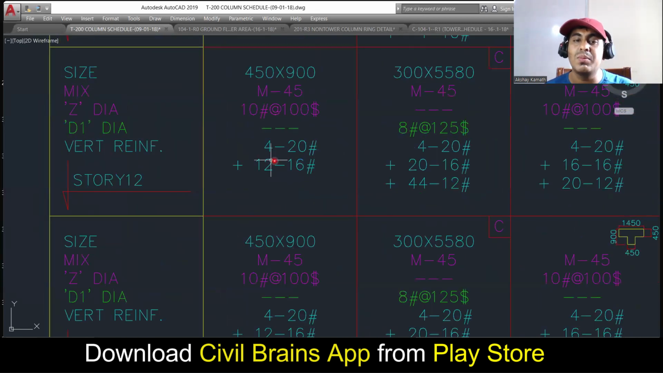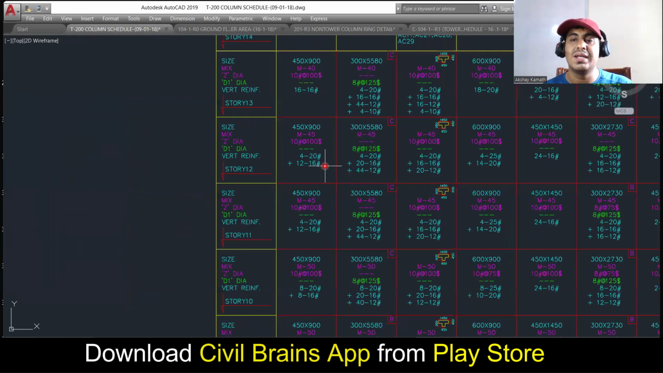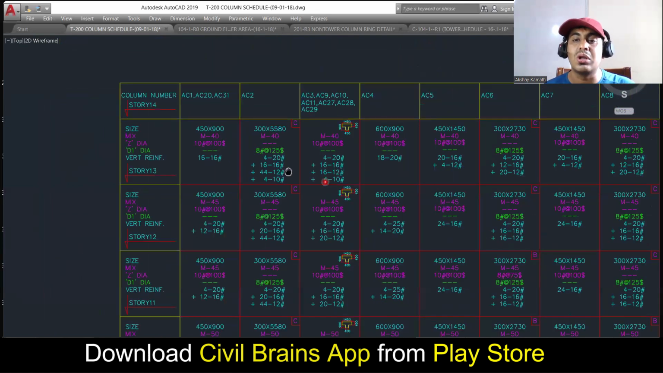Here you're providing 16 diameter 12 bar, 20 diameter 4 bar. So 12 plus 4 is 16, because you should not change the number of bar. If you change the number of bar drastically, then lapping and all, it will create a problem. So unnecessarily, you have to give additional bar and all. So in order to avoid all this confusion, we'll keep the number of bar the same. Only we'll try to play with the diameter of the bar. Okay, that's it. So this was about the column reinforcement.